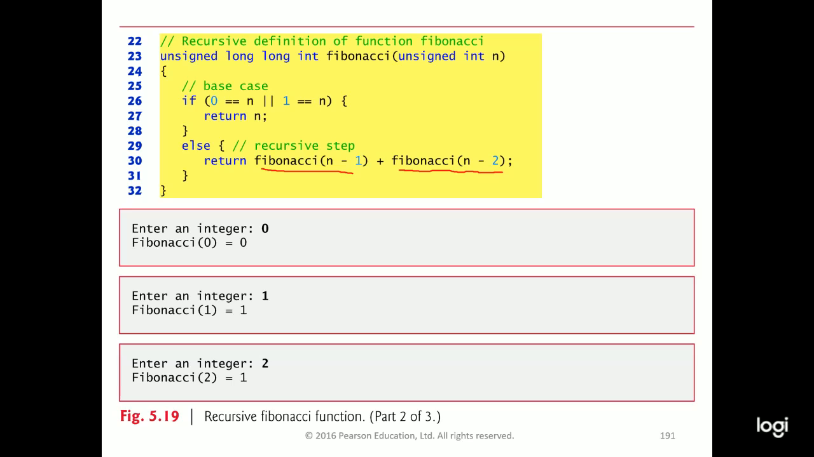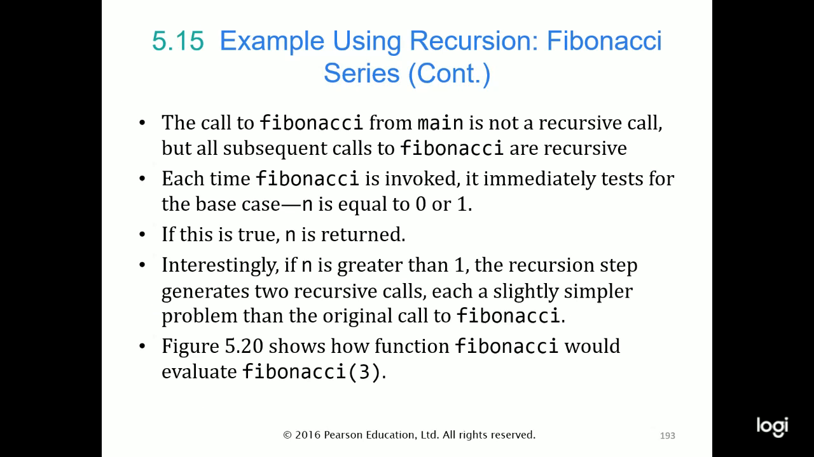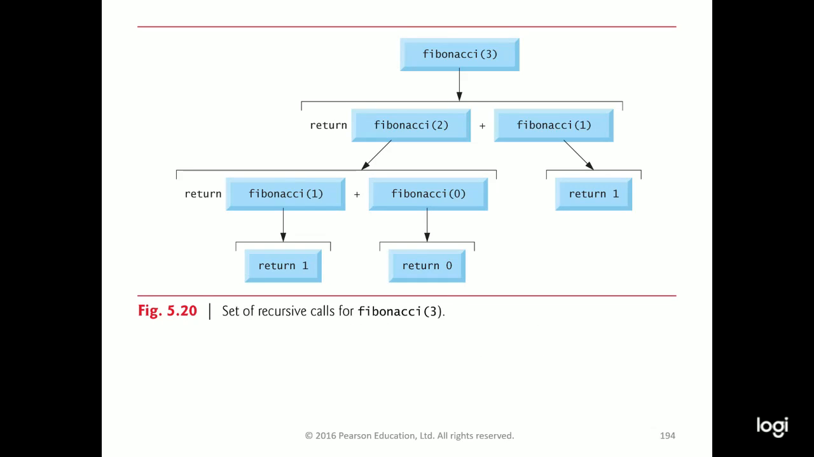So this is an example. If you enter 0, Fibonacci returns 0. If you enter 1, Fibonacci returns 1. If you enter 2, Fibonacci returns 1, and then for 3, and these are different examples. When you enter 10, it gives you the number 55, which is the sum of the series. You can check these values. And so that's how it basically works. Now let's look at another simple example.